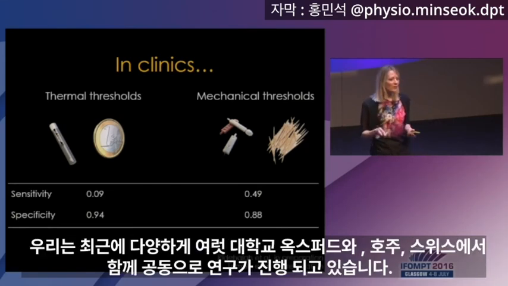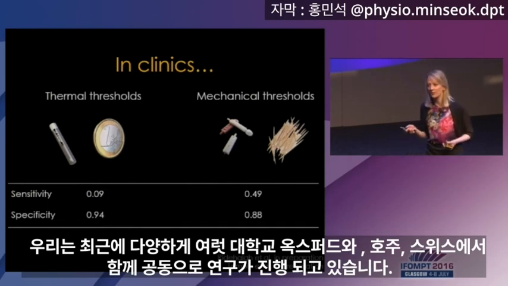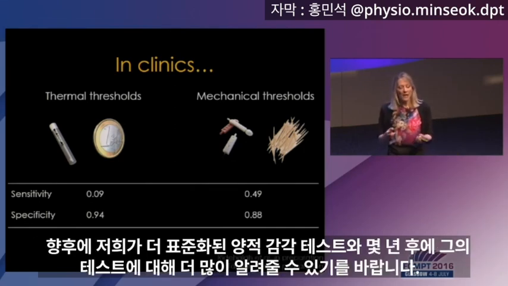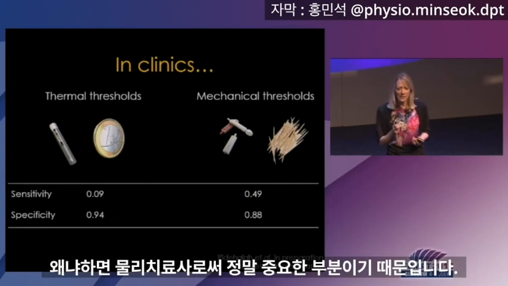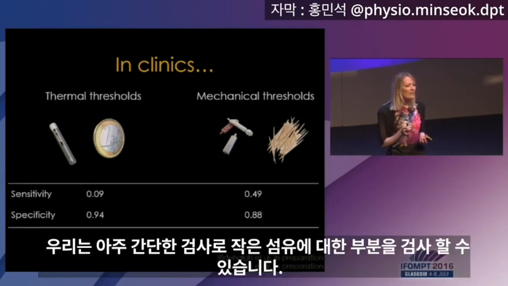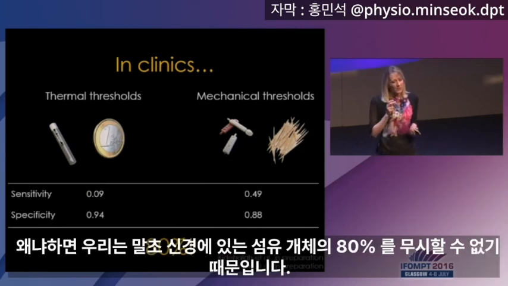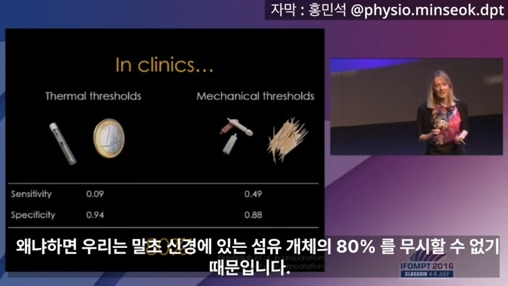Now, there's a lot more work needed, and we are currently looking at a multi-center study together with Brigitte Tampin in Australia, Karina Böttger in Switzerland, and in Oxford at these tests in relation to the standardized quantitative sensory testing. And I hope we can tell you more about these tests in a couple of years, because it's really important that as clinicians, we have simple bedside tests to test these small fibers, because we just simply can't afford to neglect 80% of the fiber population in a peripheral nerve.